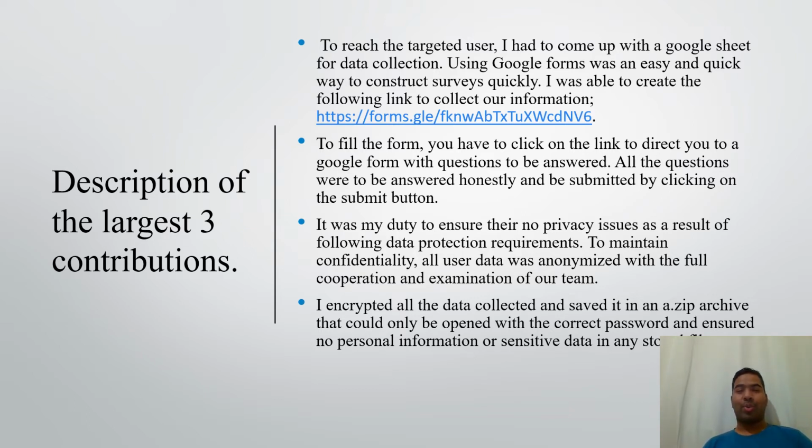It was my duty to ensure that there were no privacy issues for the users answering this questionnaire. To meet data protection requirements and maintain confidentiality, all user data was anonymized. With the cooperation and examination of our team, I encrypted all the data collected and saved it in a zip file archive that could only be opened with the correct password, to ensure no personal information or sensitive data in any storage.